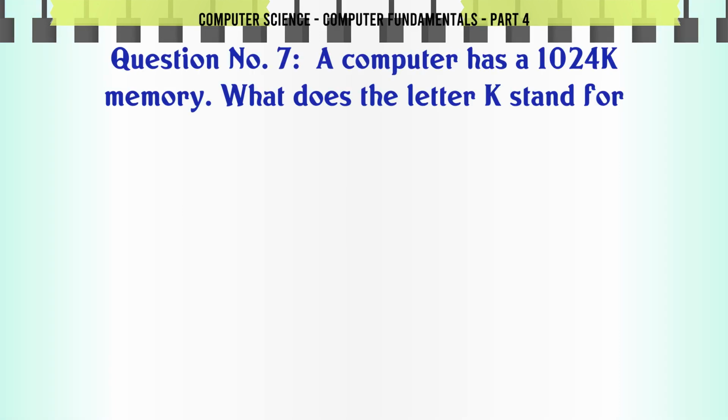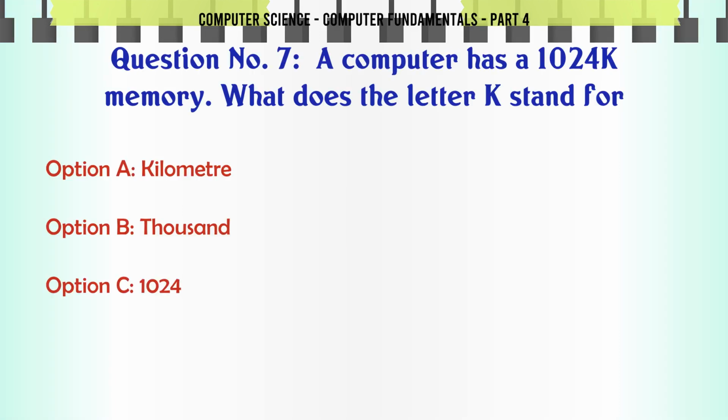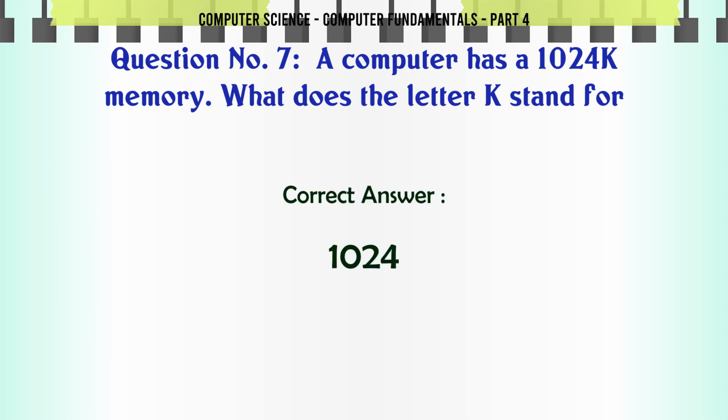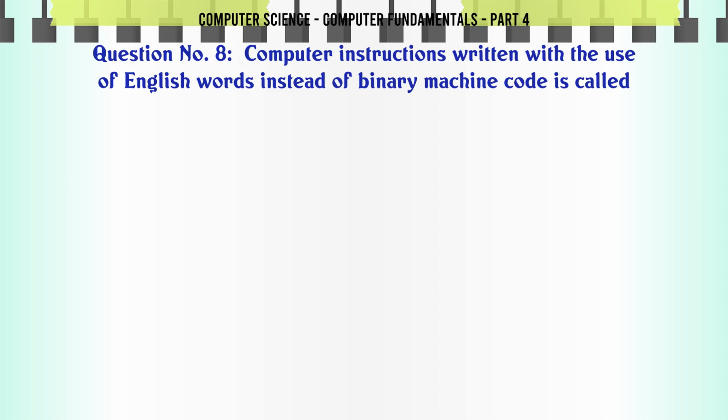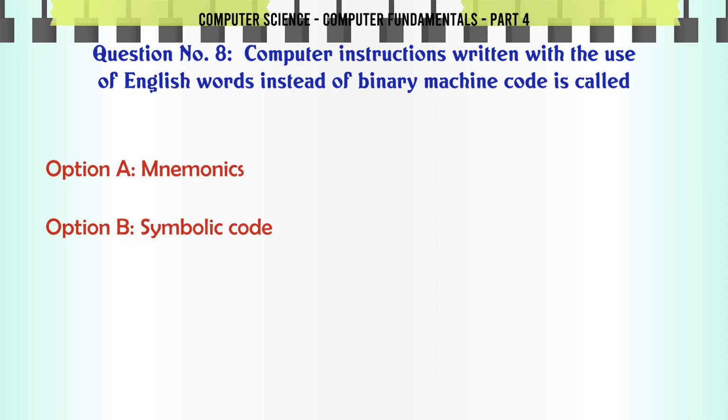A computer has a 1024K memory. What does the letter K stand for? A. Kilometer, B. Thousand, C. 1024, D. MB. The correct answer is 1024.